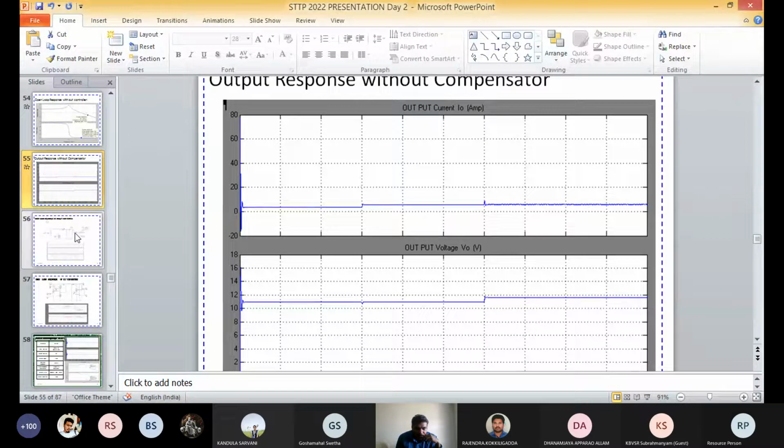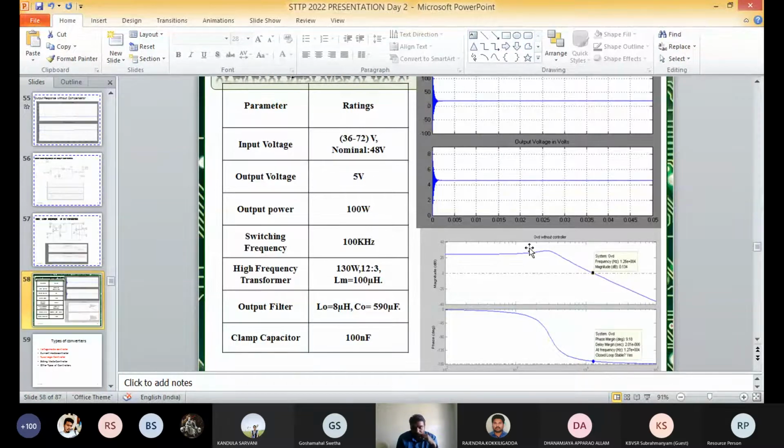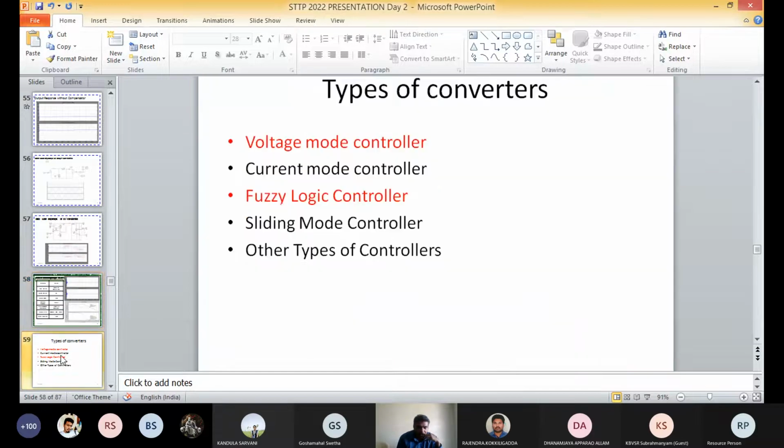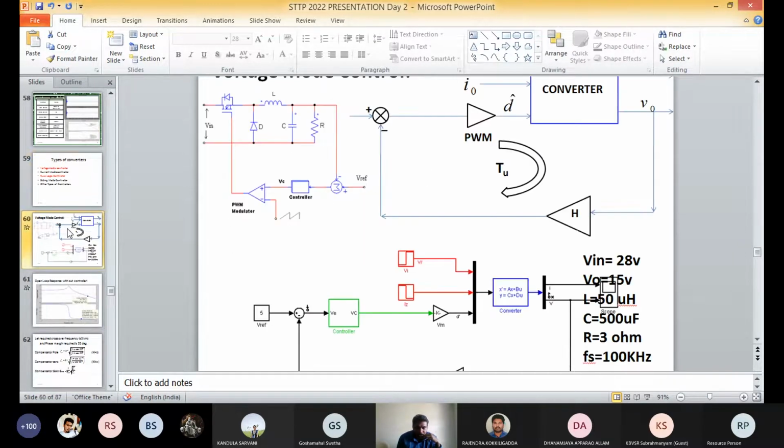By observing the open loop behavior of the system, we identify the necessity of the controller for a physical system. For the different cases, we observe the behavior of the open loop system, and we identify the different types of controllers available. Now we are moving towards the design of the controller for a physical system. Here, the simple voltage mode controller is there.